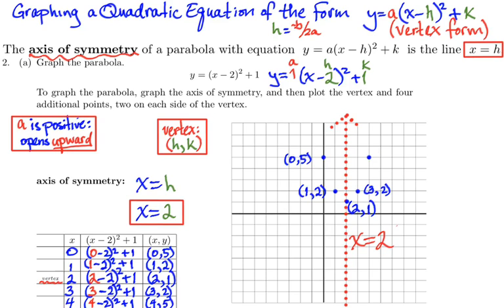And the last one, and connect them with a nice smooth curve. So we do have a parabola opening upward with the vertex 2, 1.